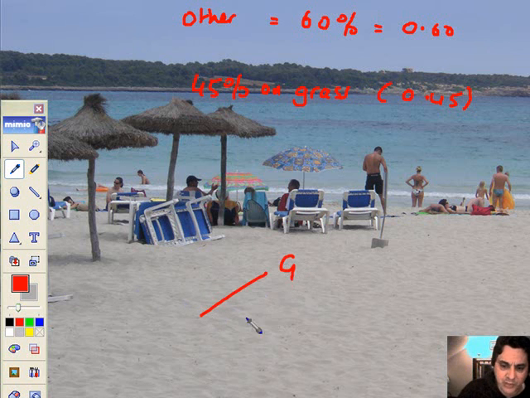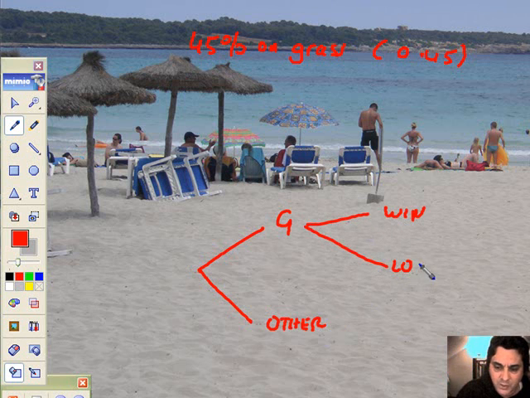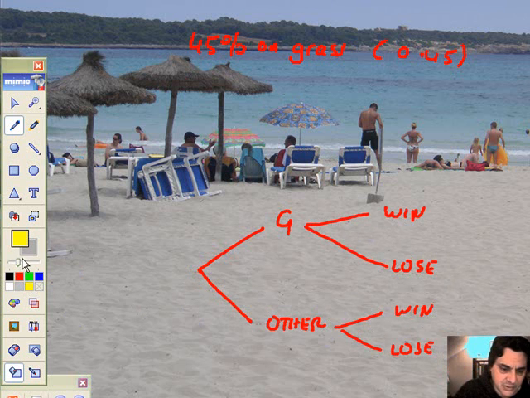Right, so let's do it all nice and thick. What do we got? She could play on grass, or she could play on another surface. If she plays on grass, she could win, or she could lose. If she plays on other courts, she could, of course, win. But then again, she may lose.